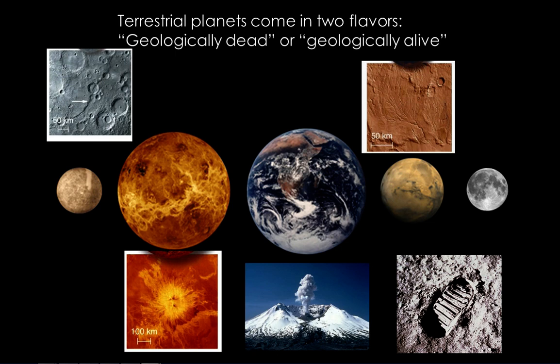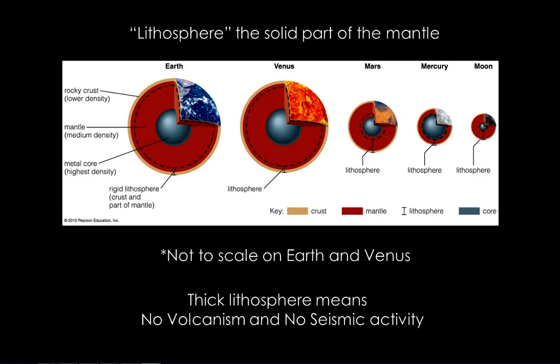All terrestrial planets will be influenced by the external stuff, impactors and space weather, but only the geologically alive terrestrial planets will have volcanism and seismic activity, and this turns out to be because the thin lithosphere, the solid part of the outer edge of the planet, is so thin for the larger planets, so it's harder for them to cool down. It'll take longer, so they're still more molten. And this allows those processes to occur.